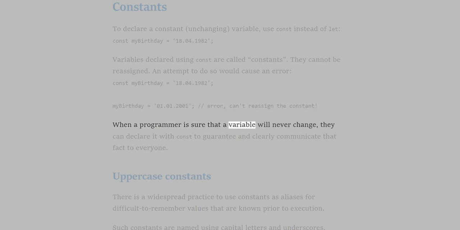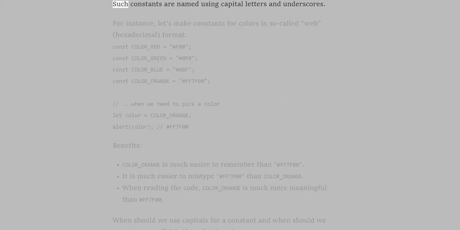When a programmer is sure that a variable will never change, they can declare it with const to guarantee and clearly communicate that fact to everyone. Uppercase constants. There is a widespread practice to use constants as aliases for difficult to remember values that are known prior to execution. Such constants are named using capital letters and underscores.